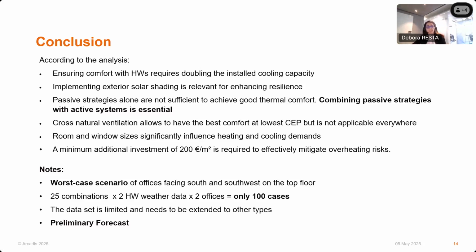In light of these findings, it is essential to note that our study focused on the worst-case scenario involving offices facing south and southwest on the top floor. So this is the worst scenario, with only 100 cases, a limited scope of our dataset. To further enhance the robustness of our analysis, we recognize the need to expand our dataset to encompass a broader range of building types and orientations. And at least the economic analysis is indicative, a preliminary forecast, and will require a detailed assessment in the future.